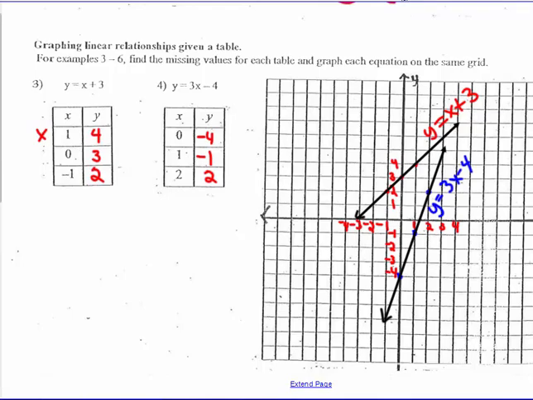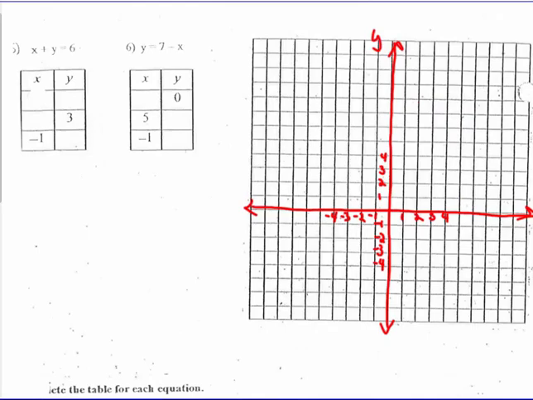Next page. Okay, yes, this is still part of examples 3 through 6. So number 5 and number 6 we are doing. x plus y equals 6. Well, I like to solve it for y equals. So I'm going to subtract x from both sides, and I get y equals -x plus 6. That's just me, you don't have to do that. You can figure out what x plus y is. Oh, this is a 1 here. So when x is 1, I know 1 plus 5 is 6.